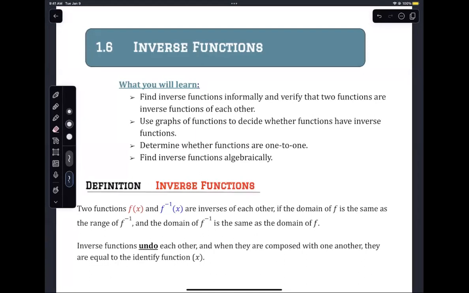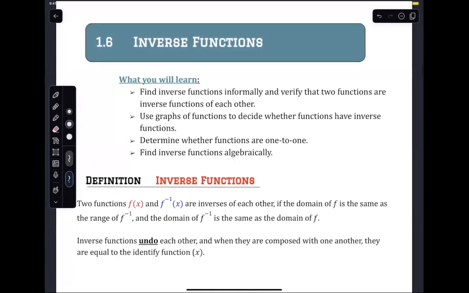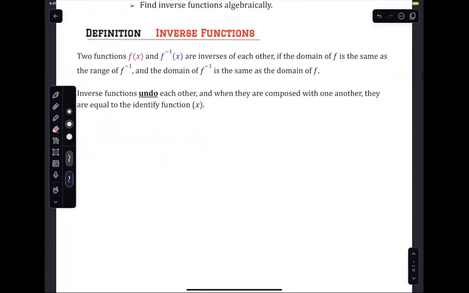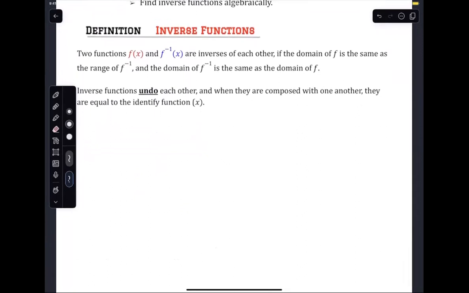Chapter 1.6, Inverse Functions. So, definition: two functions f of x and f inverse of x are inverses of each other if the domain of f is the same as the range of f inverse, and the domain of f inverse is the same as the range of f.